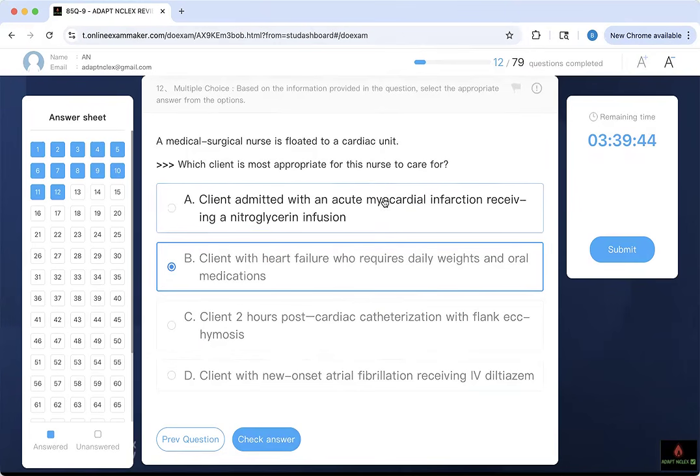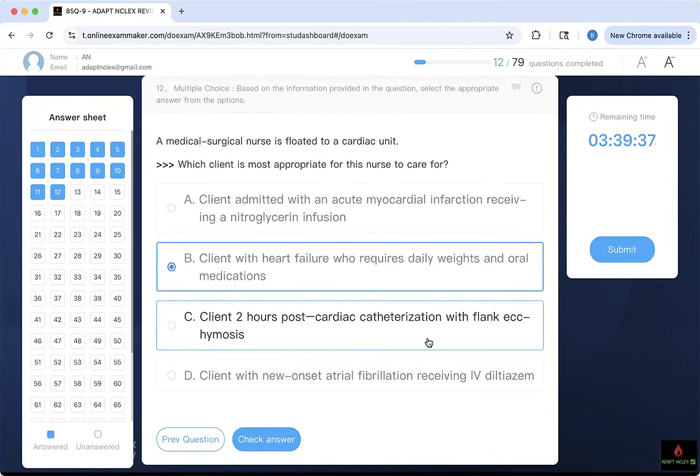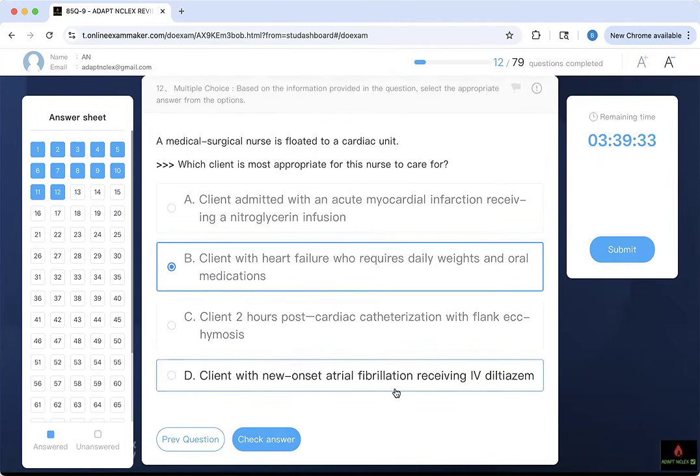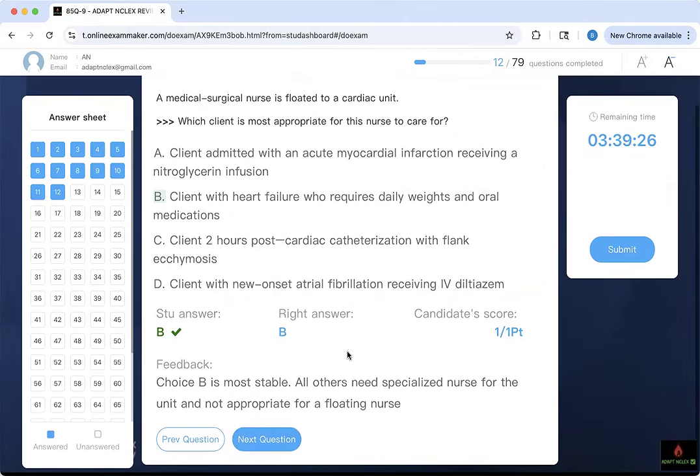Predictable patient. MI is still receiving an infusion of nitroglycerin and not out of the woods yet. Cardiac catheterization with frank ecchymosis, that's bleeding. Atrial fibrillation is still receiving IV diltiazem, that means it's not stable yet. Therefore, that's the patient we see.